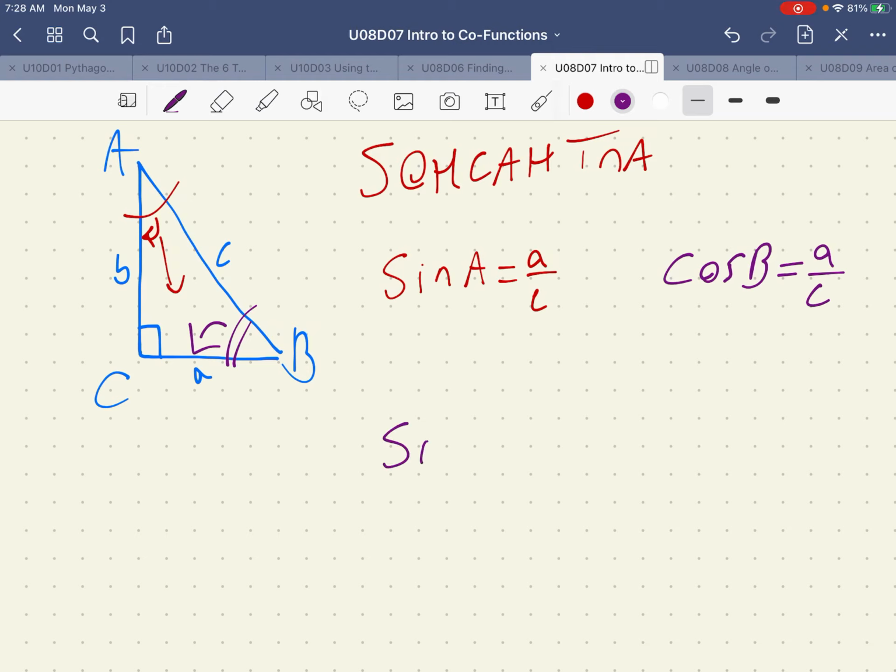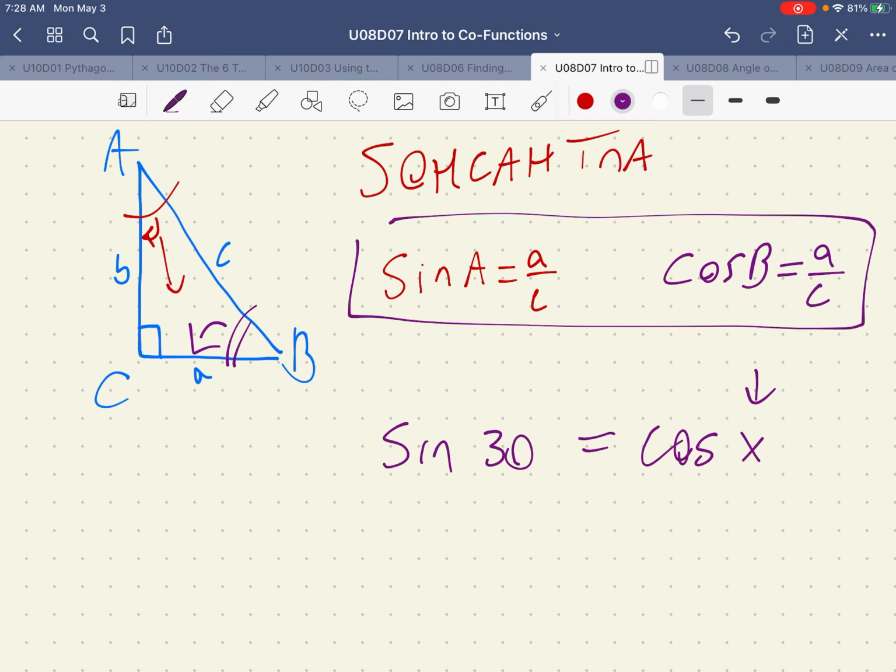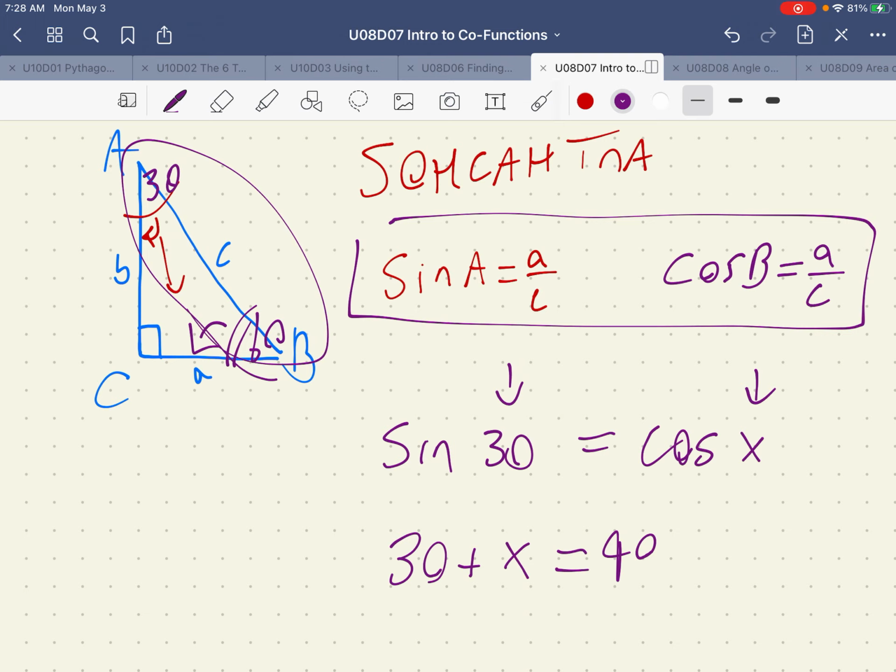That means if I told you that the sine of 30 was equal to the cosine of x, there is a particular angle that x has to be in order for this to happen. And since this only happens when these are in the same triangle, that means that this angle and this angle are in the same triangle. So if angle A was 30, angle B would have to be 60. So we can say that 30 plus x equals 90, because the sum of these two angles has to be 90, because the third angle in the triangle is 90 and the total is 180.